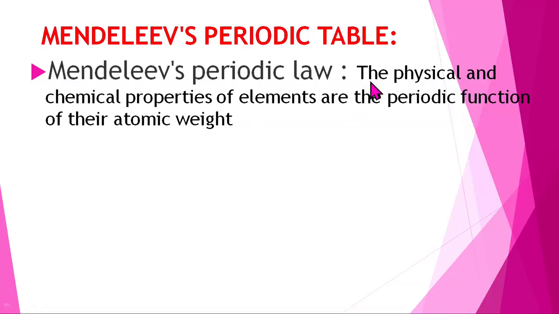During the time of Mendeleev's periodic table, the noble gases were not discovered, and atomic numbers were also not known at that time. So first, let us see what Mendeleev's periodic law is. He says the physical and chemical properties of elements are a periodic function of their atomic masses or atomic weight. So what does it mean? It means if we arrange elements in the increasing order of their atomic masses, then properties are repeated after a certain interval.